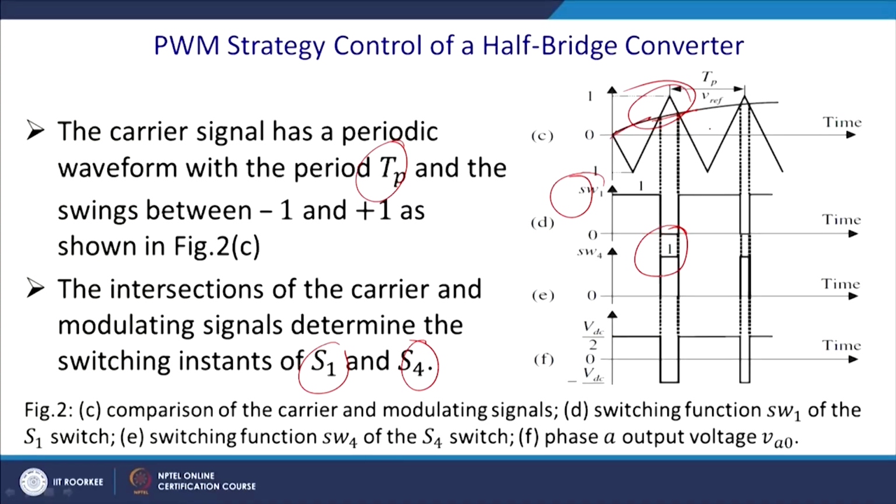Similarly, for this duration again S1 will be turned on, and here for this small duration of time S4 will be turned on. So, what you can get essentially is a bipolar voltage. So, here you get plus VDC by 2, and for this you get minus VDC by 2 and so on, and since the average is positive, you will get, you try to encircle the sine wave. This is the operation of the half bridge.